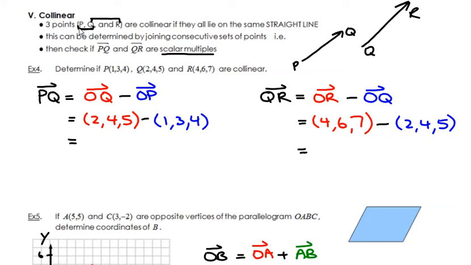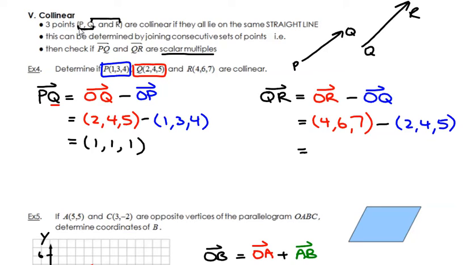Okay, to find PQ, I'm going to take Q, because it's the second letter, right? Take Q, and I'm going to minus P. All right, so I have that down on the left-hand side, and let's figure out the answer. So I got 2 minus 1 is 1, 4 minus 3, which is 1, 5 minus 4 is also 1.